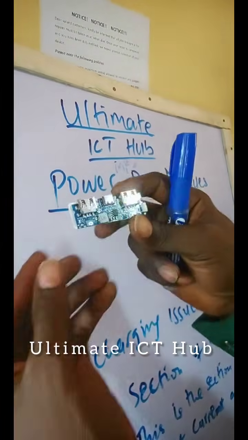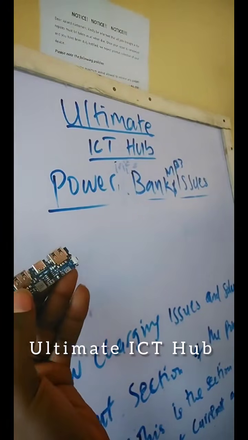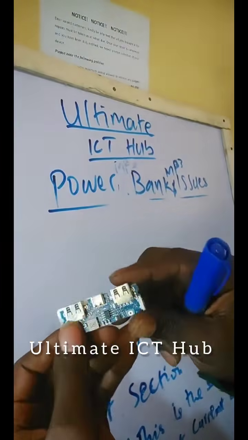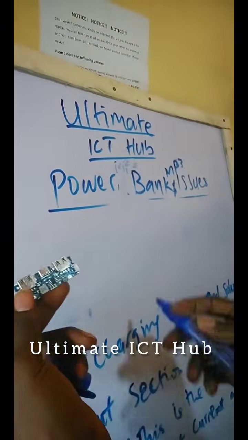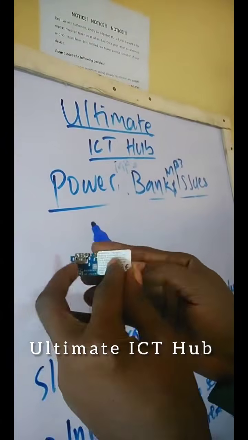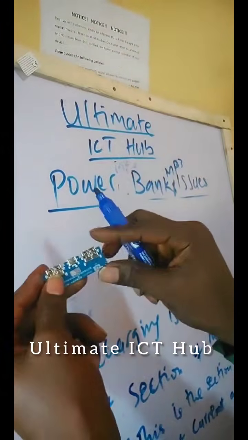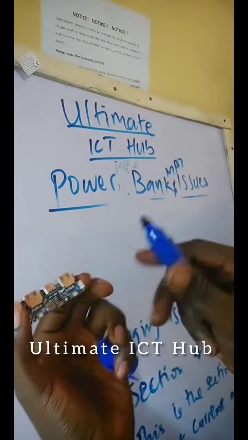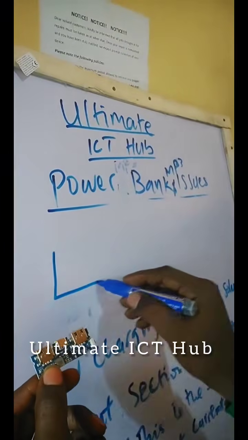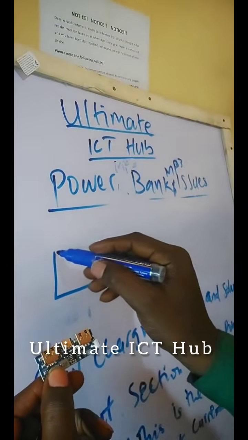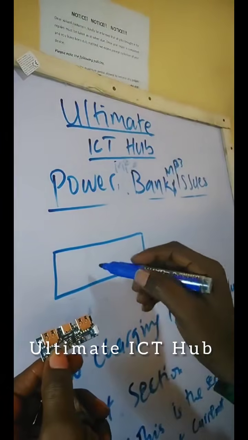So this is a power bank module. This is called a module. Do you understand? So let's just draw it out. Now it has two sides. This side, then this side. So let's draw something like this.